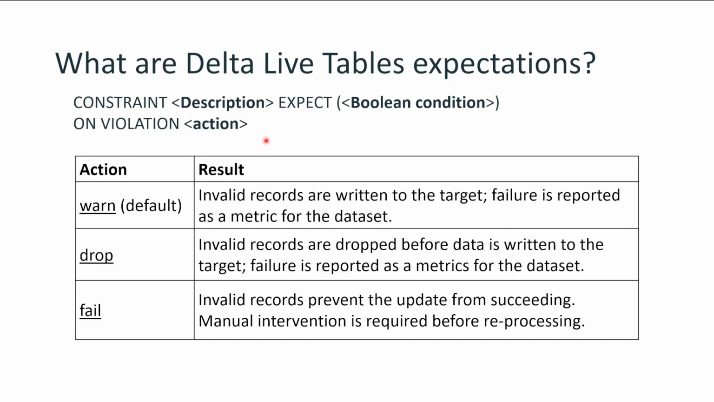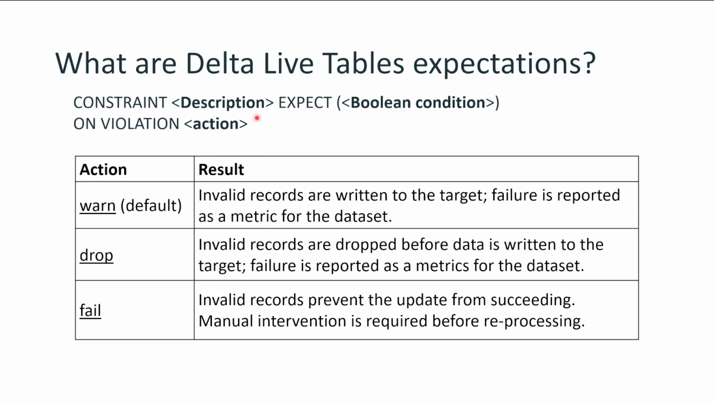What are Delta Live Table expectations? Expectations are optional clauses that you add to Delta Live Tables dataset declarations that apply data quality checks on each record passing through a query. This is the high level syntax of the Delta Live Table expectation. It consists of three things: description, boolean condition, and the action.